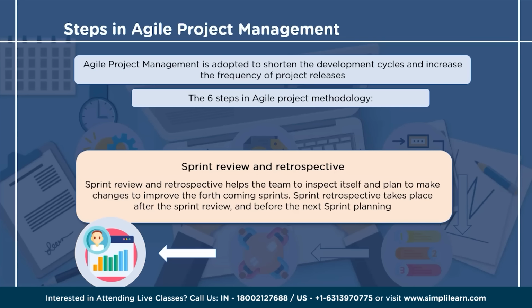The second meeting is for having a sprint retrospective. This meeting involves the stakeholders to discuss what went well and what went wrong during the sprint. Sprint retrospective takes place after the sprint review and before the next sprint planning.